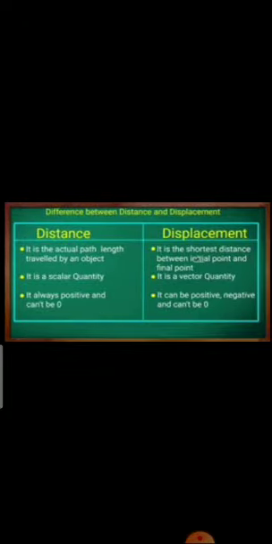More clearly we can understand the difference between distance and displacement. Distance is the actual path covered, while displacement is the shortest distance traveled between the initial and final point. Distance is a scalar quantity. Displacement is a vector quantity. Distance is always positive and can't be 0. Displacement can be positive, negative and 0.